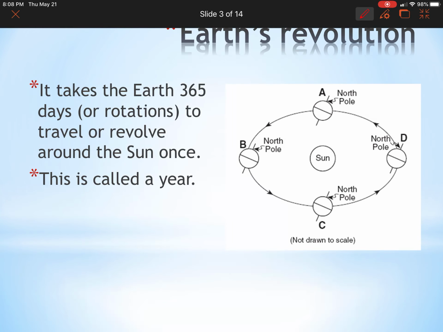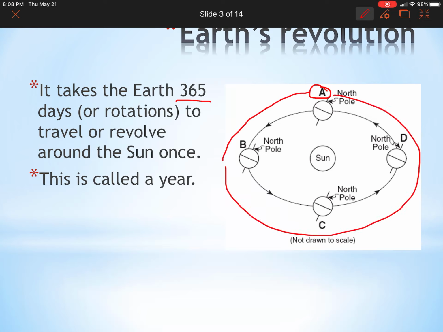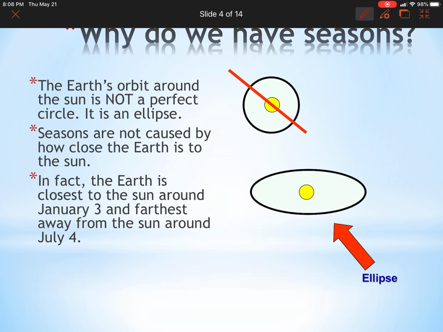Now, it takes the Earth 365 rotations, so you can copy that one down, or days to travel or revolve around the sun once. So this is called our year. So if we have the sun here, we're going to start out as A here, and it's tilted like that. So as we go through the year, it's rotating around the sun in these ellipses, right? So that is called a year.